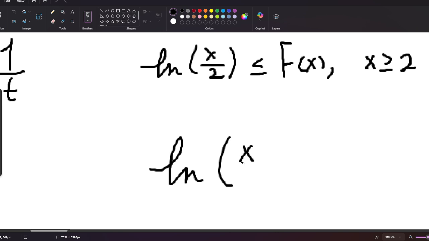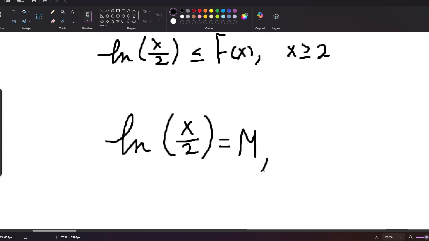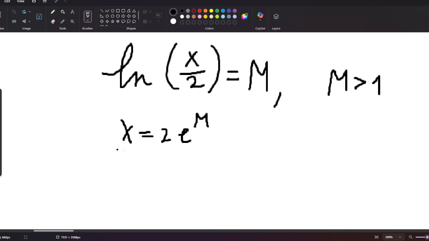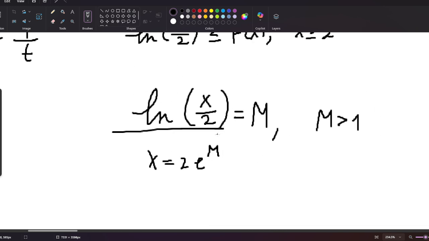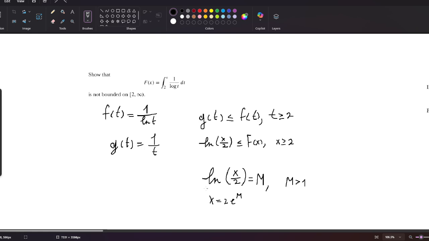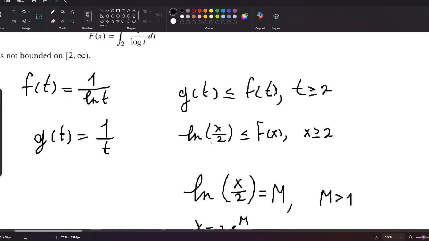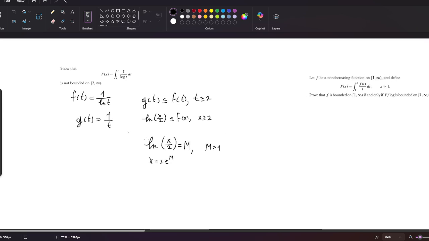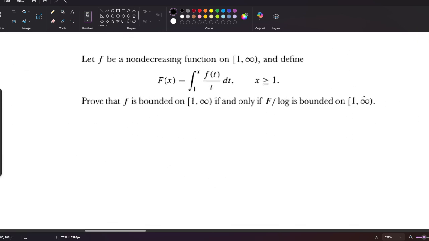Let's begin by saying that natural logarithm of x over 2 is equal to some number m, and let's say that m is greater than 1. Let's exponentiate both sides. We have x equals 2 times e to the power of m. And now we know that this function will take the value m on this x that actually lies on this interval. In other words, this function is unbounded. If it's unbounded and also less than this function, then it's gonna be unbounded too. Okay, let's continue.